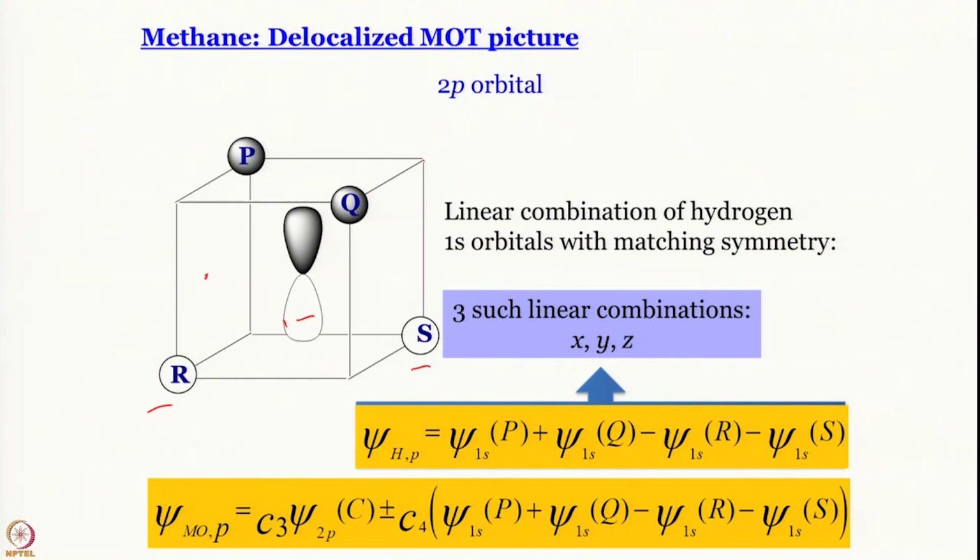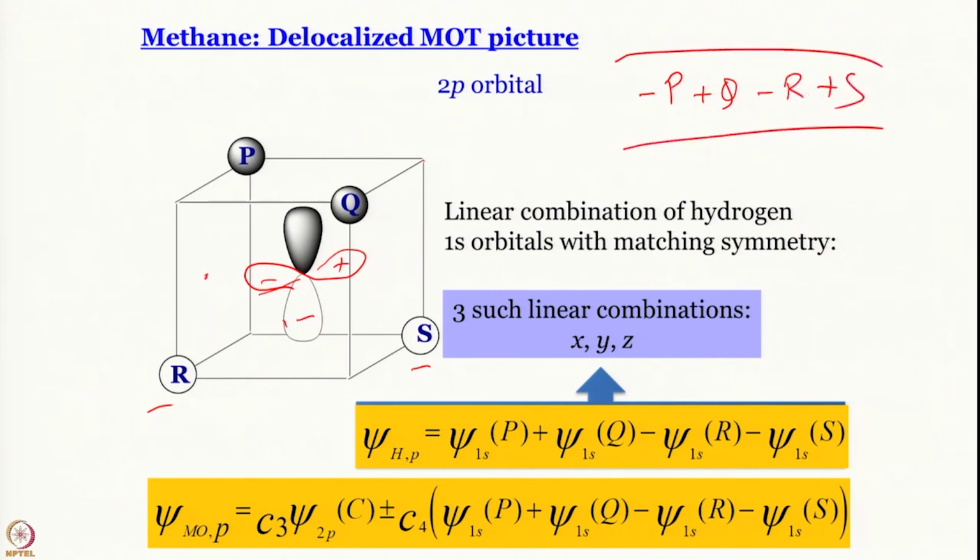point number 1. Point number 2, I have only drawn, let us say, the pz orbital. If I draw px, for example, if I draw px like this, let us say this is x. Then which linear combination of pendant atom wave functions will have matching symmetry? It will be, well, this is plus, that is minus. So, P and R have to have negative coefficients, Q and S have to have positive coefficients. So, that will be minus P plus Q minus R plus S. This kind of linear combination will be required. Similarly, you can work out what it will be for Pz.